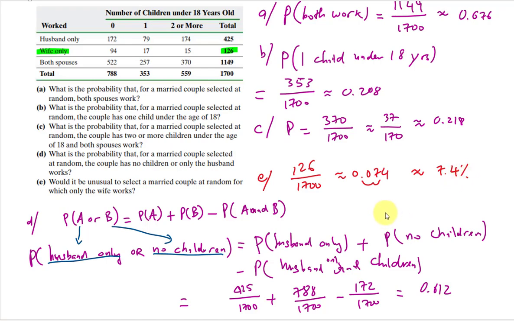If you convert it back to a percentage, that is around 7.4%. And normally it would not be unusual because this value is larger than 0.05. Normally we have a rule: if anything is less than 0.05 or less than 5%, then we consider that to be unusual. But this one is 7.4%, it's bigger than 5%, so it is not unusual. So the answer here is no, it is usual, or not unusual.